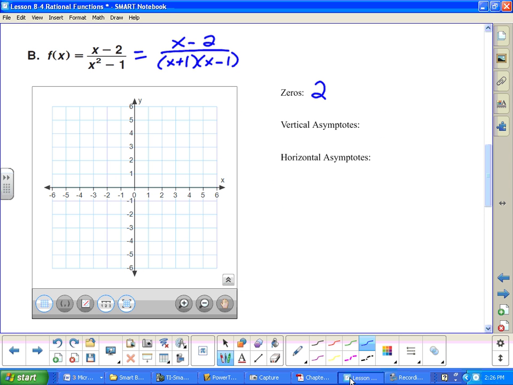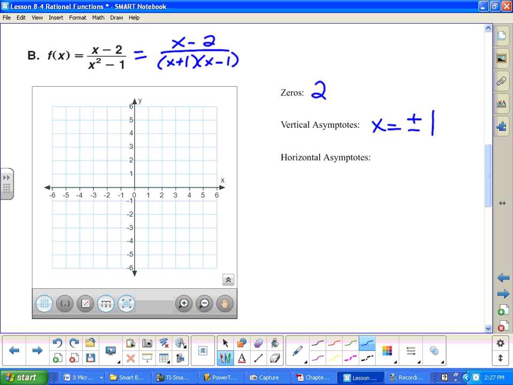Vertical asymptotes. When is the denominator equal to 0? Okay, plus or minus 1. So we say x equals plus or minus 1. We don't just say plus or minus 1. They are vertical lines. So x equals plus or minus 1.